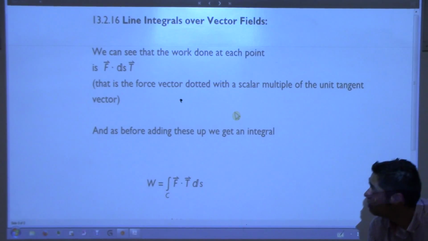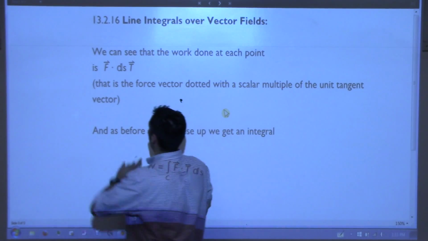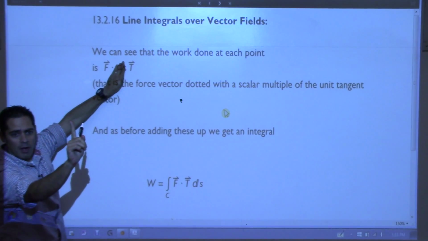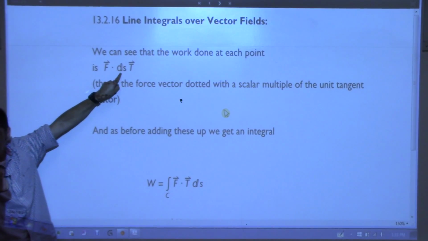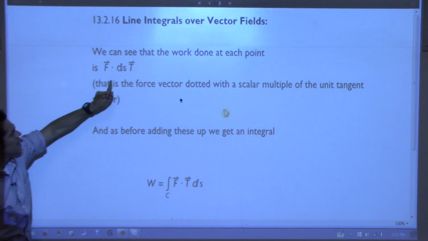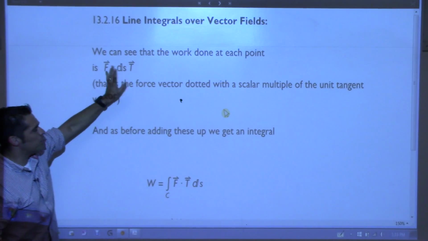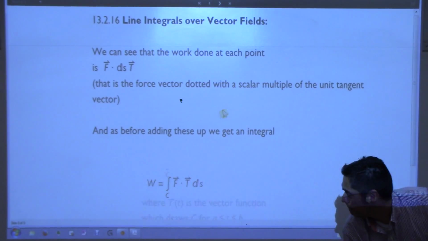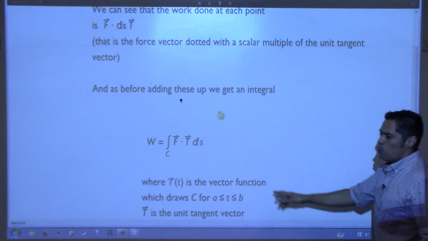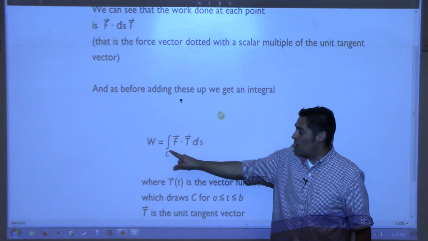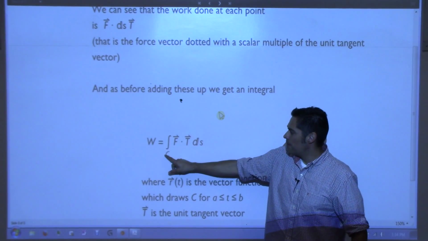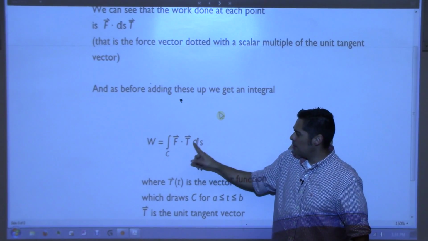But I can say it's pointed in that direction, but it's this little infinitesimal arc length. So you get this. We can see the work done is that force vector dotted with the tangent vector, which is length 1, but then scaled by the ds, which is the arc length. And if I rewrite this, moving the scalar to the other side using properties of dot products, this is equivalent to this. The total work done will be the line integral, the sum of all these little pieces of F dotted with T ds.